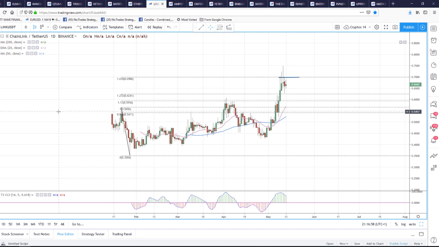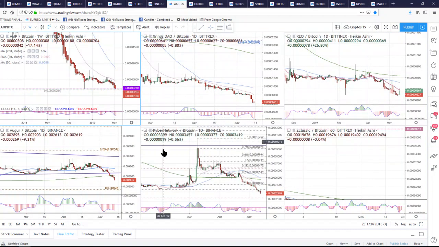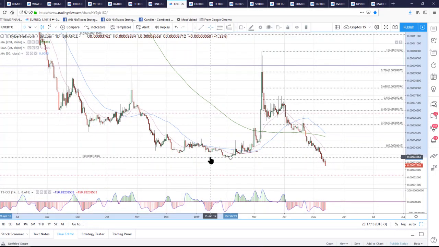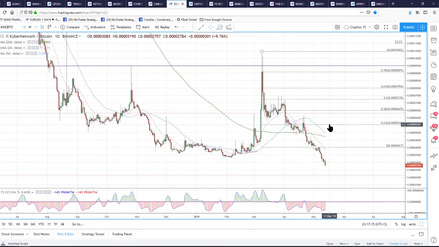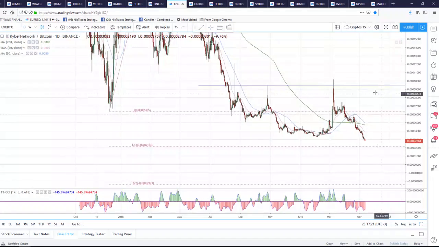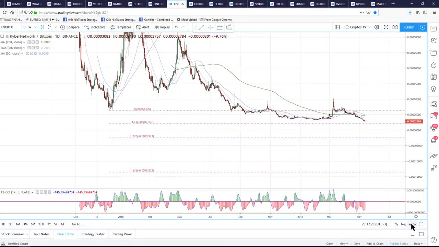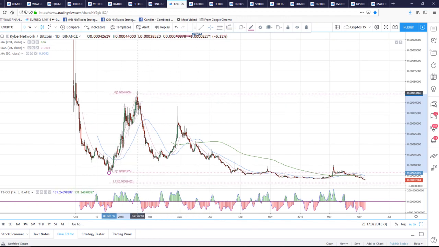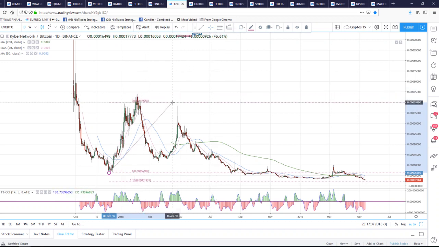Okay, so let's look at the next one, which is KNC. I haven't looked at KNC for a while. Let's see if we're doing anything interesting. Kyber Network. New lows for Kyber Network. Let's clean up this messy chart here and see what's going on. So in this one, let's zoom out here. Now, I've got my fibs like this because I thought this was a big ABC, but most people would draw them like this. That doesn't work though.